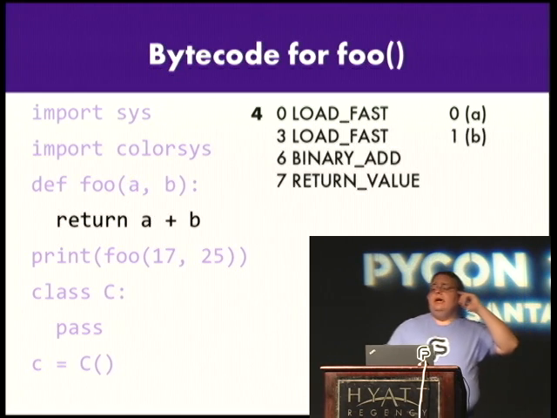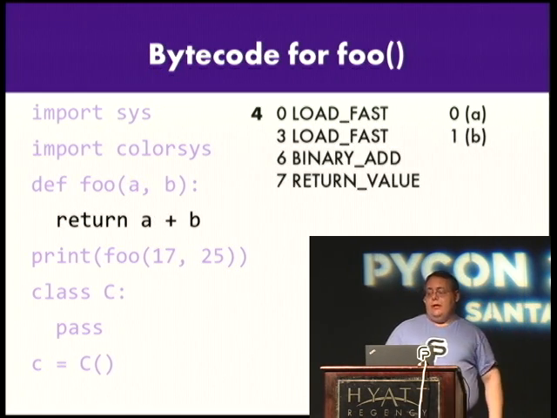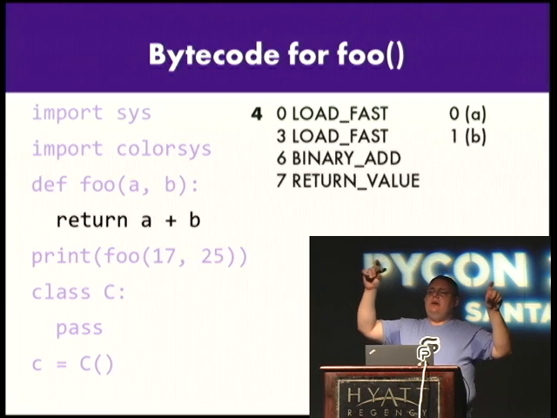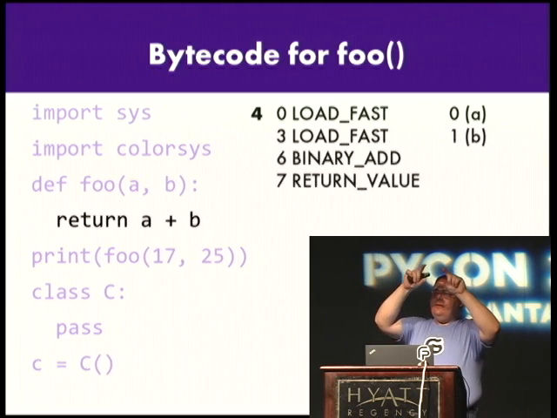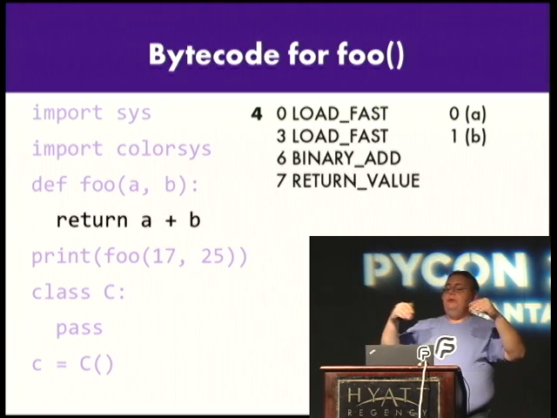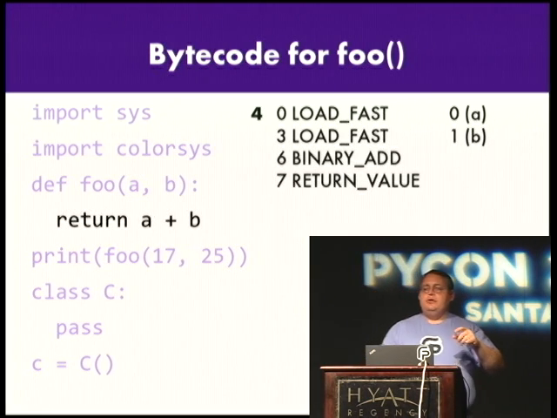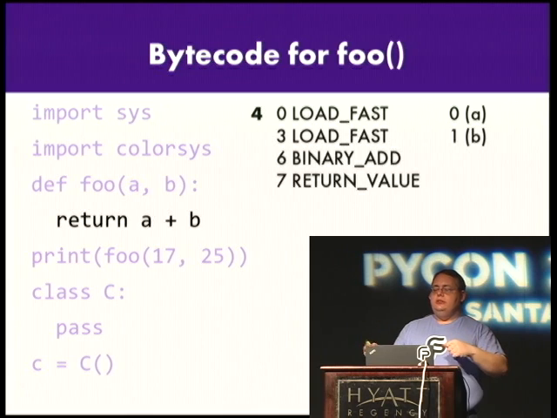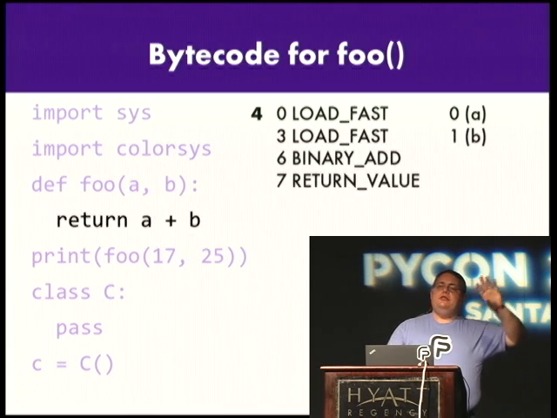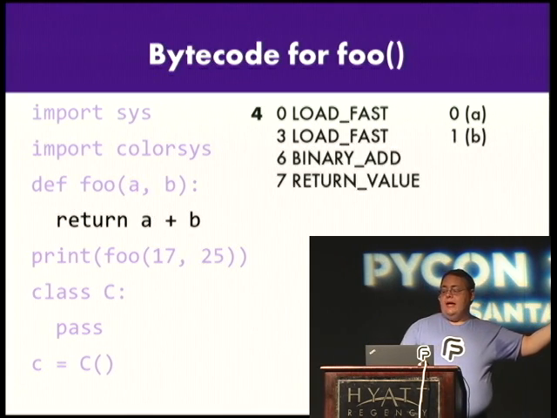It was done very early on. It's been in Python forever. And there's a symmetric store fast as well. Binary add takes the top two things off the stack, whatever they are, and attempts to add them together using the number protocol. It pushes the result on the stack. And then return value is going to return the result of that back to the caller, whoever that is.